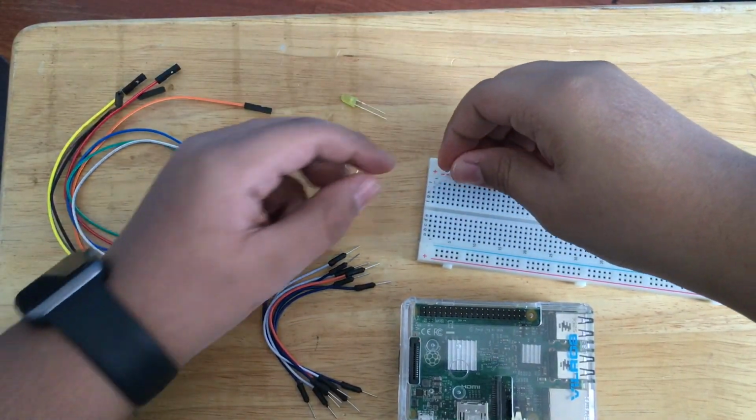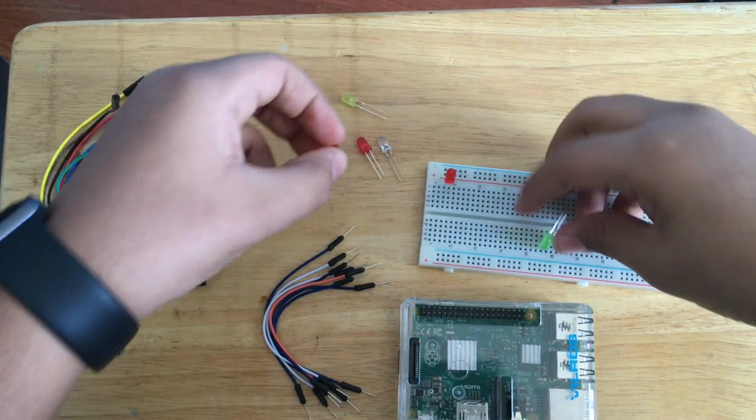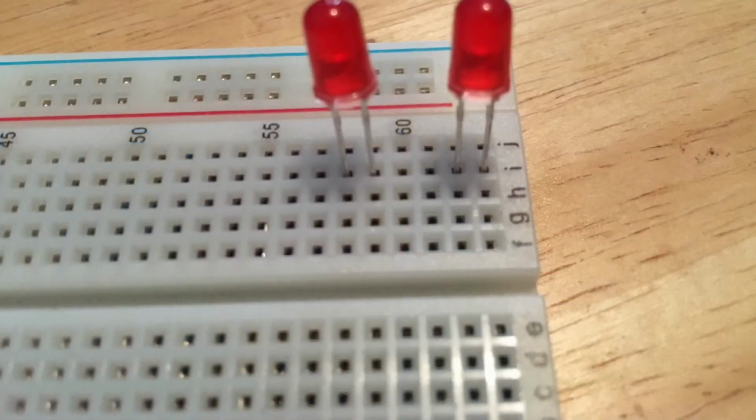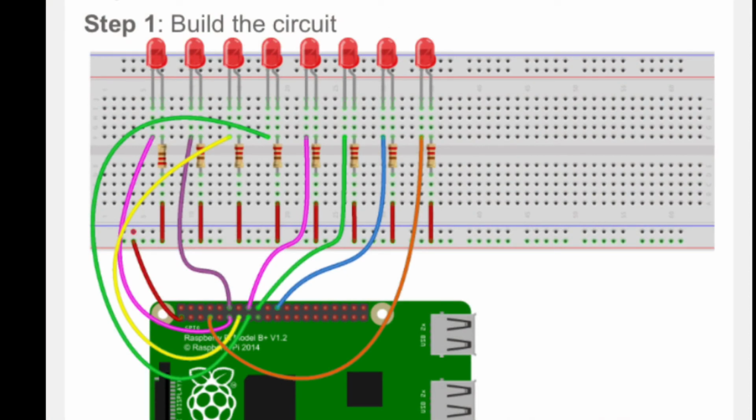Next, I took my LEDs and put them on the row of I. I put the longer leg facing to my right, and I put 2 spaces in between each LED. You might want to line up your LEDs like in the photo, because I didn't do that and now my wires look a lot messy.